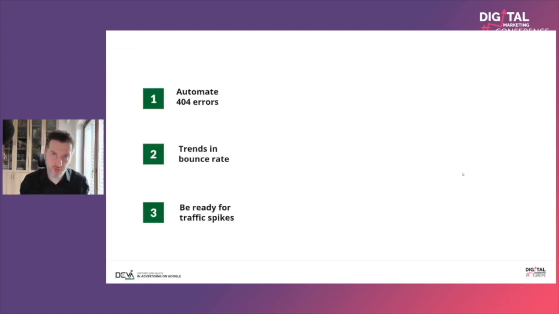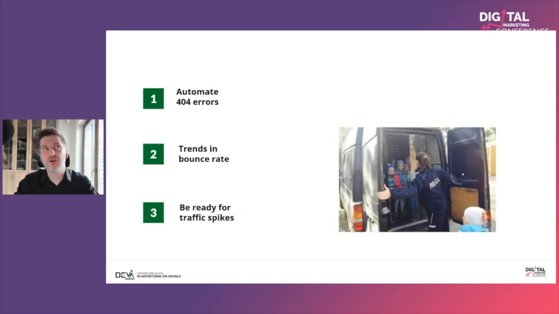Then you can go deeper and do something which is more important than finding issues: preventing the issues, okay? Preventing the issues because you anticipate what will happen on your page. For example, in Google Analytics 4, you can find easy tutorials on how to automate 404 error alerts. So you are doing your link building and someone deleted your content and your ads are sending traffic to a 404. You can check the trends in bounce rate, and they are very important.